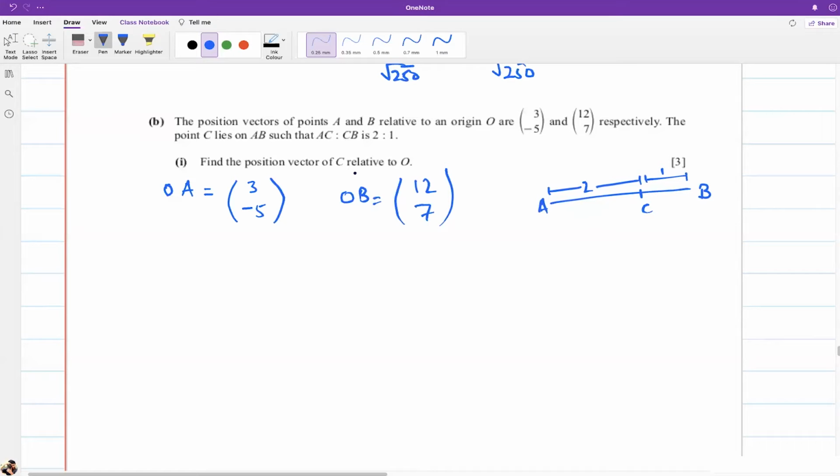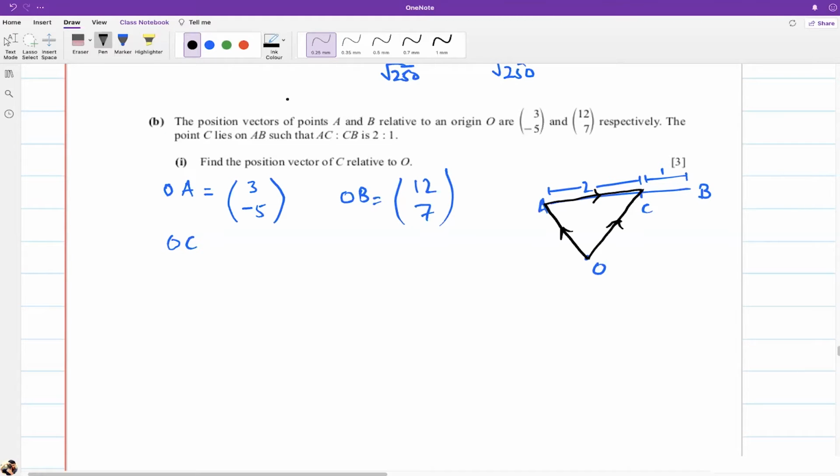Alright, find the position vector of C relative to O. So they're basically saying find OC. You need OC. So let's suppose O is somewhere, this is O. If I want to go from O to C, I can go directly from O to C, or I can go indirectly. First I go from O to A and then I go to C. So that's my indirect method, and vectors are all about finding indirect ways to any points that you want.